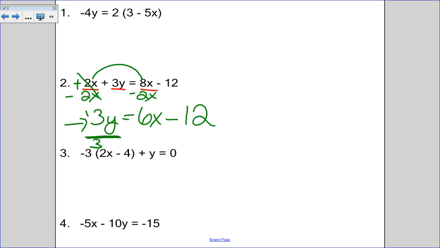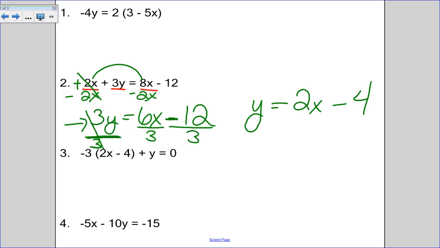So if we divide here by 3, it might be helpful to divide each of these terms by 3 for you, okay? If that's helpful to write it that way so you can see where you need to do division, that's perfectly okay. All right, so we're left with y equals, what is 6 over 3? Good, 2x minus, I see, 12 divided by 3. Good, that's 4. So we have y equals 2x minus 4.